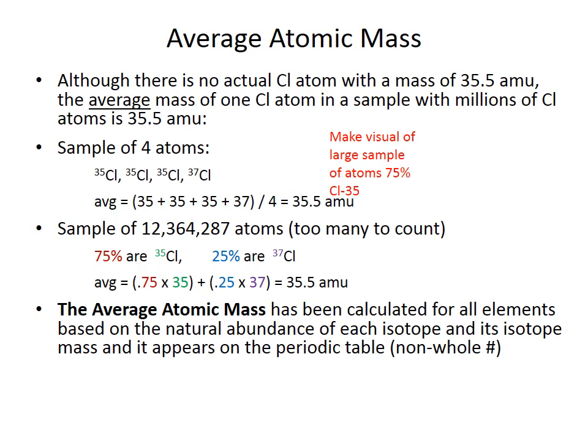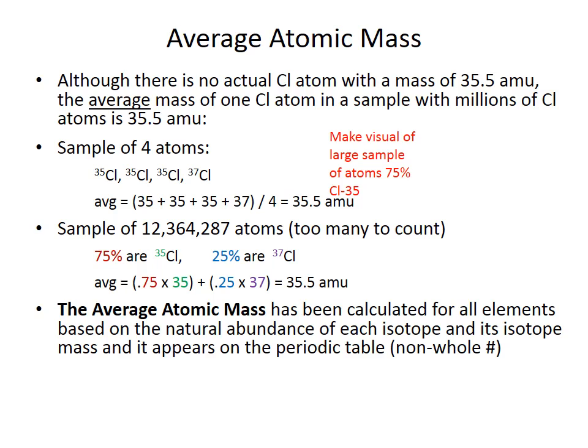This is, by the way, how I also calculate your grade, so it's handy to know how to calculate a weighted average. The fact is, I can't just take 35 and 37 and add them together and divide by 2, because I have a lot more 35s than 37s. So I must weight the 35 by how often it shows up. I'm going to take the percentage and convert it to decimals, so 75% becomes 0.75, and multiply it by 35. And that would be the portion of the mass that's due to the chlorine 35 isotope.